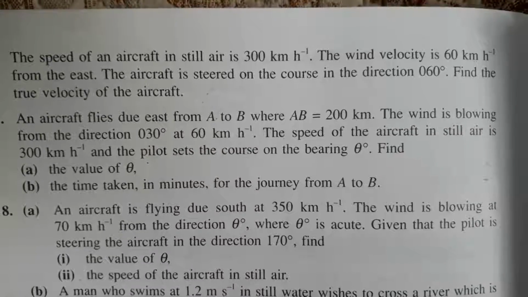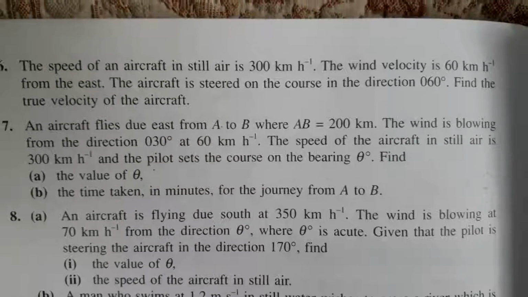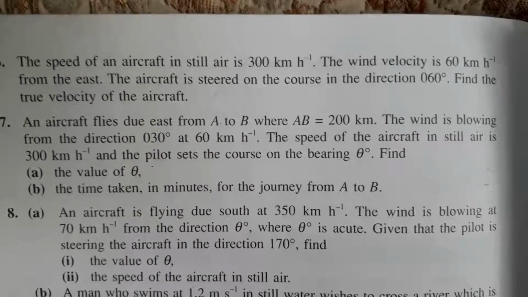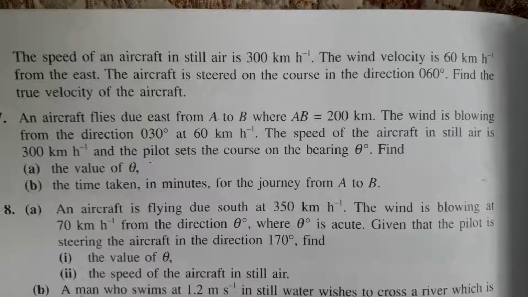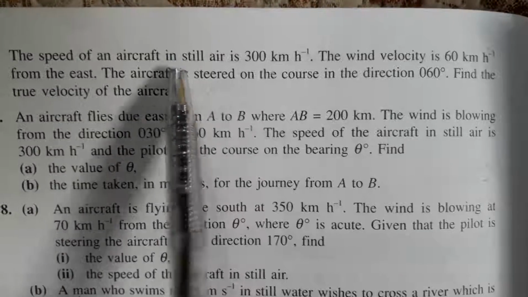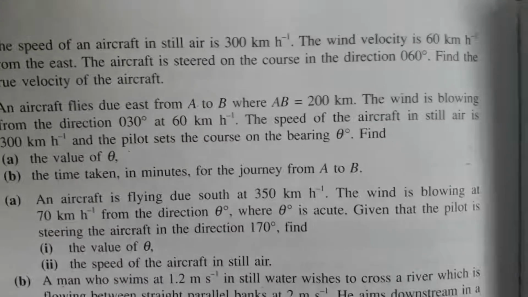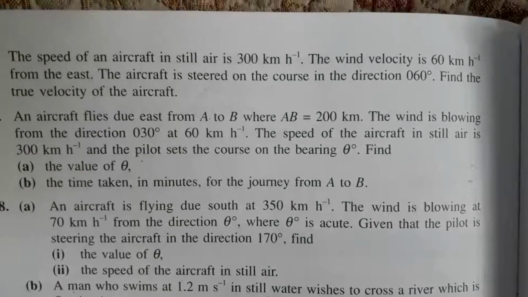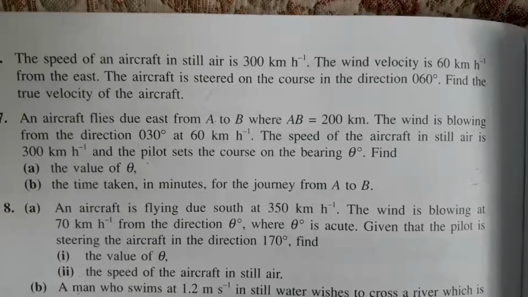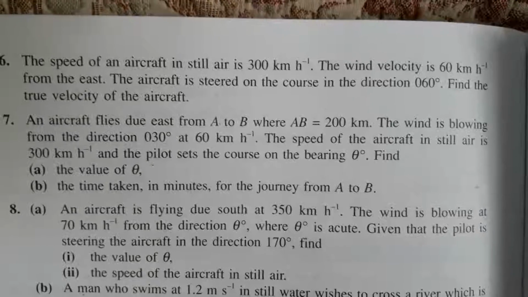The direction set by the captain or the pilot is always a relative velocity, like in this case, the speed of an aircraft in still air. Now, air is still or it is not still. The speed set by the pilot is the relative speed with respect to wind.